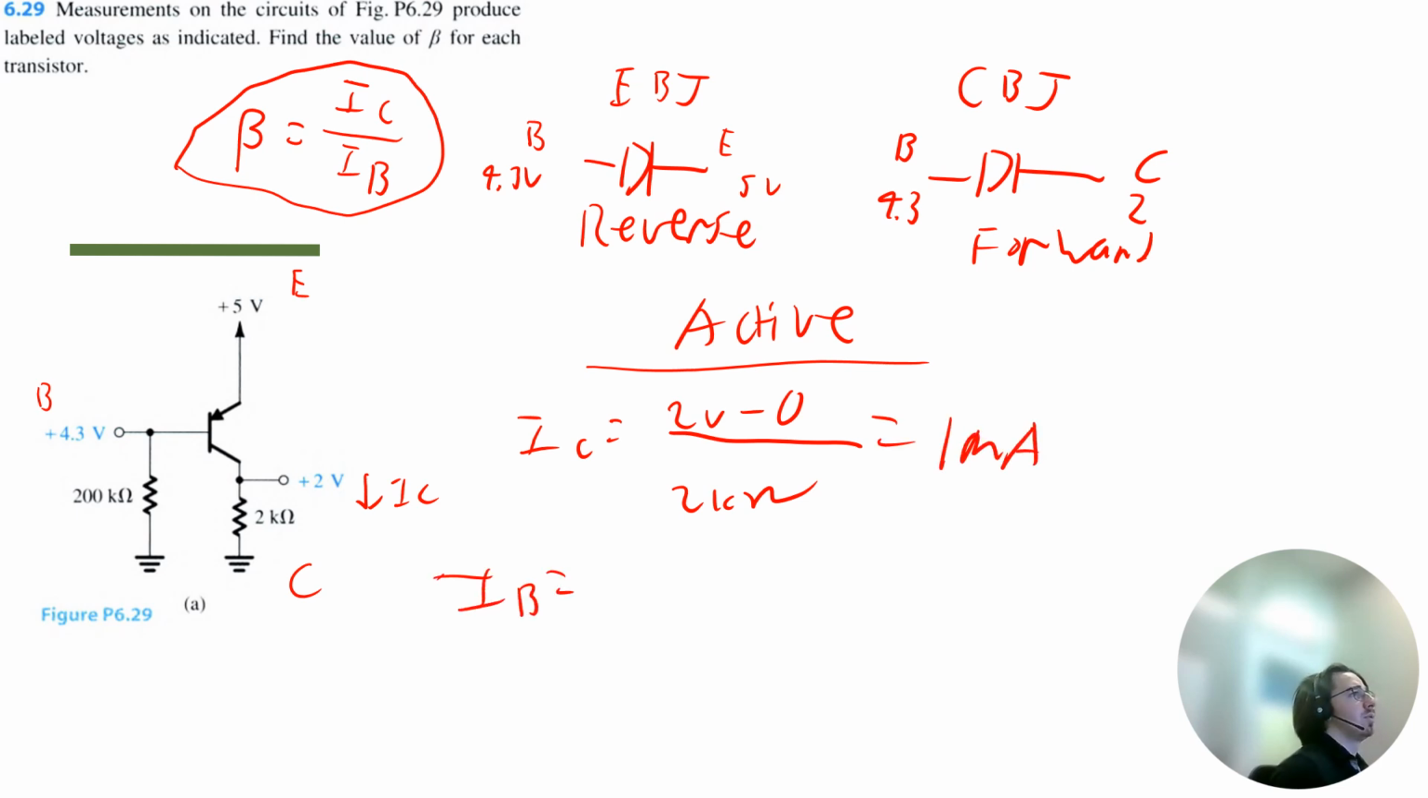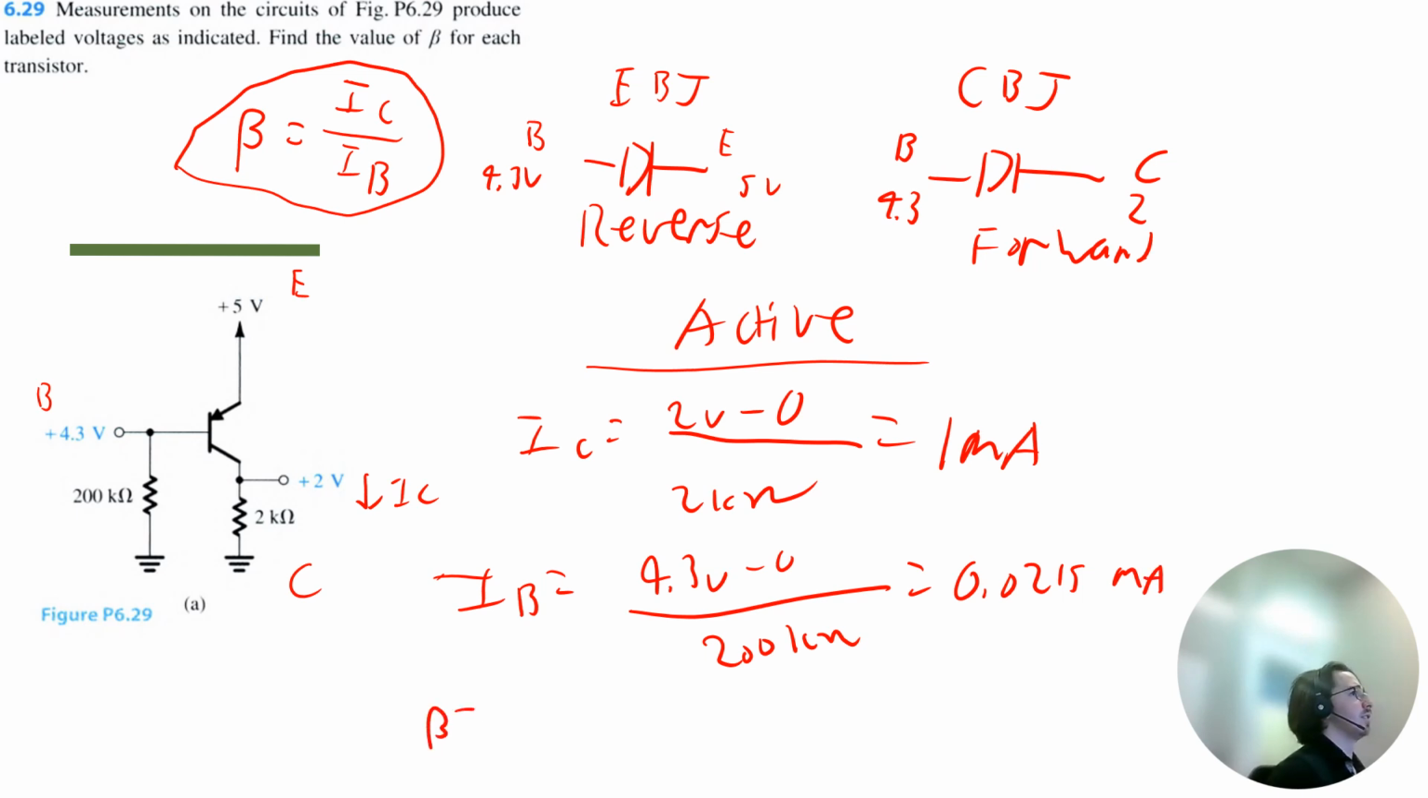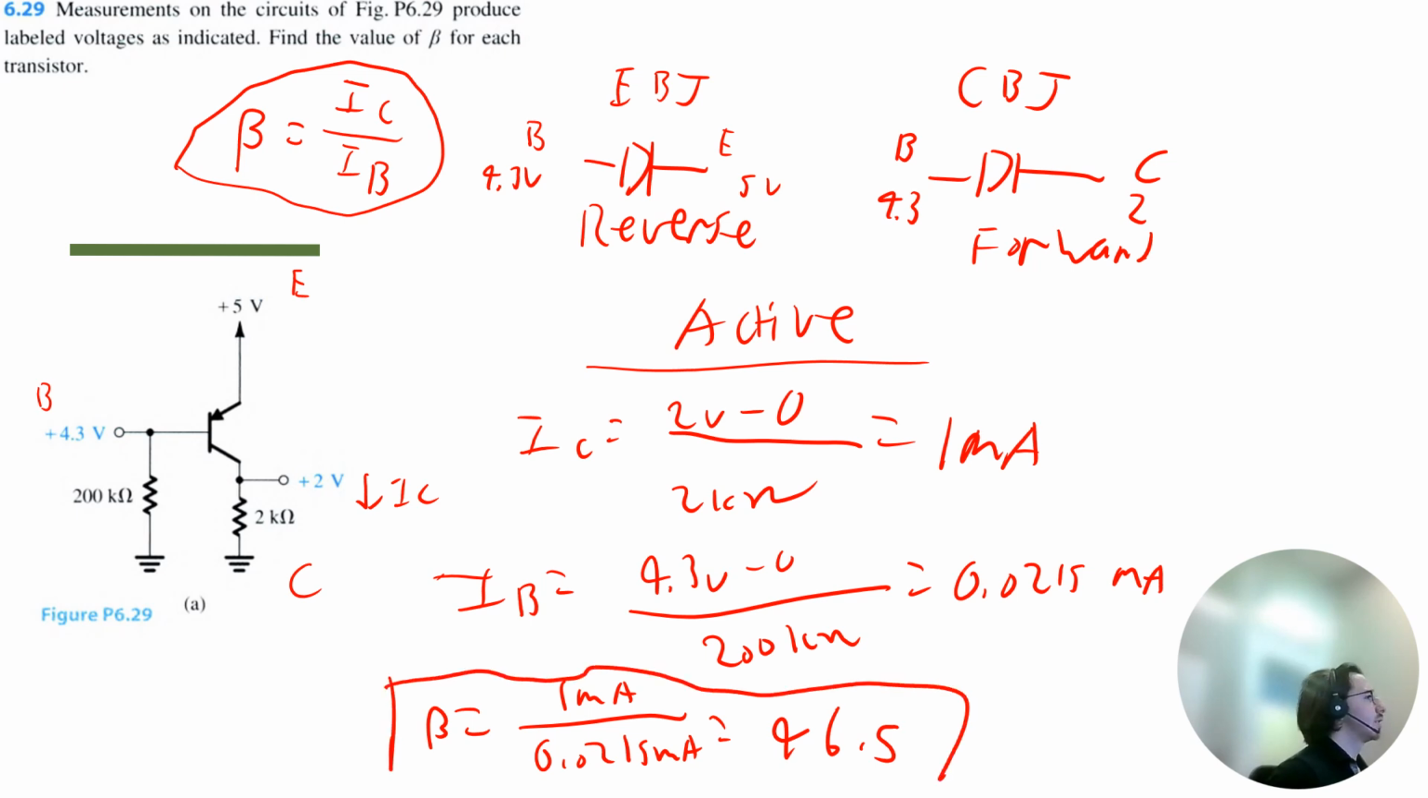Then our base current will be 4.3 volts minus 0 divided by 200 kilo ohms. So that's going to be 0.0215 milliamps. So beta is equal to 1 milliamp divided by 0.0215 milliamps. That's equal to 46.5, which is a pretty reasonable number for beta. So let's move on to the next circuit.